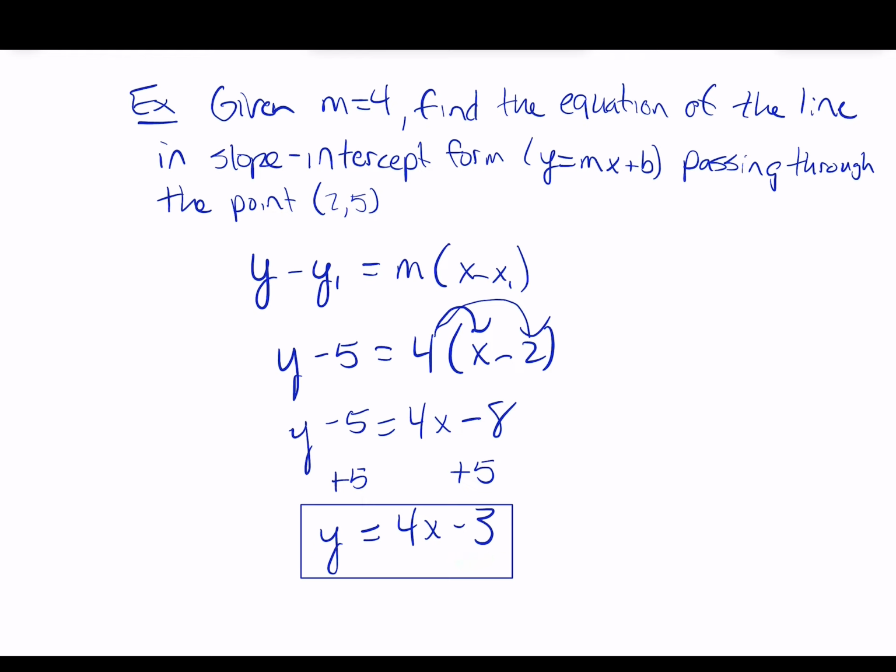Let's now do an example for finding the equation of a line if we're given 2 points. How would we do that?